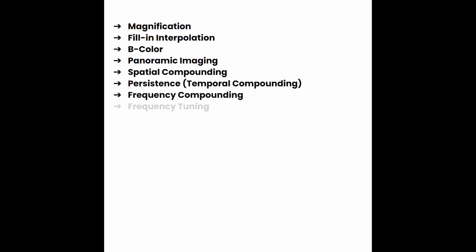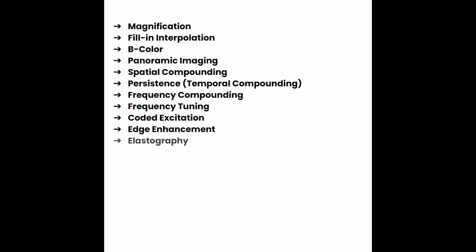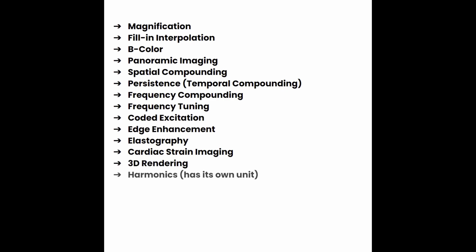So in this unit, we're going to talk about quite a few image processing features, so I want you to take note, is it a pre-processing or post-processing feature? And then also some other contemporary features that we have in our machines. So some of our features are going to include magnification, fill-in interpolation, B-color, panoramic imaging, spatial compounding, temporal compounding, frequency compounding, frequency tuning, coded excitation, edge enhancement, elastography, cardiac strain imaging, 3D rendering, and then harmonics and dynamic range are both going to have their own unit, but are considered image processing techniques.